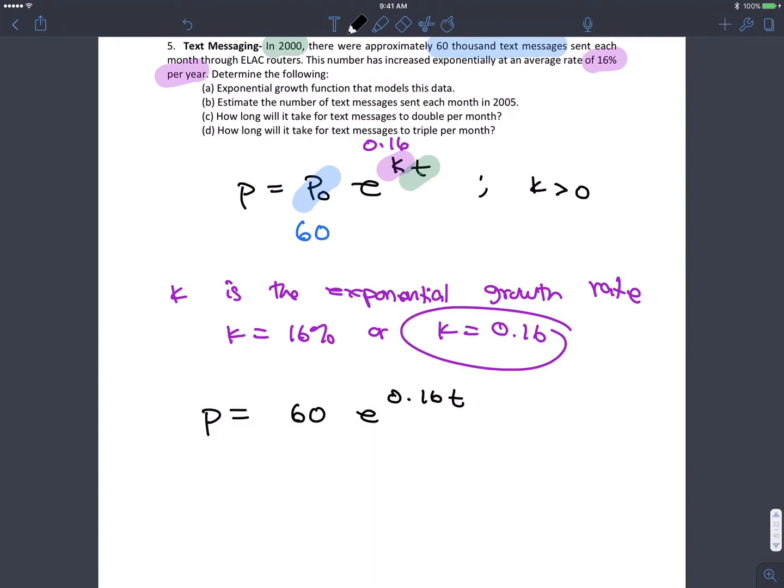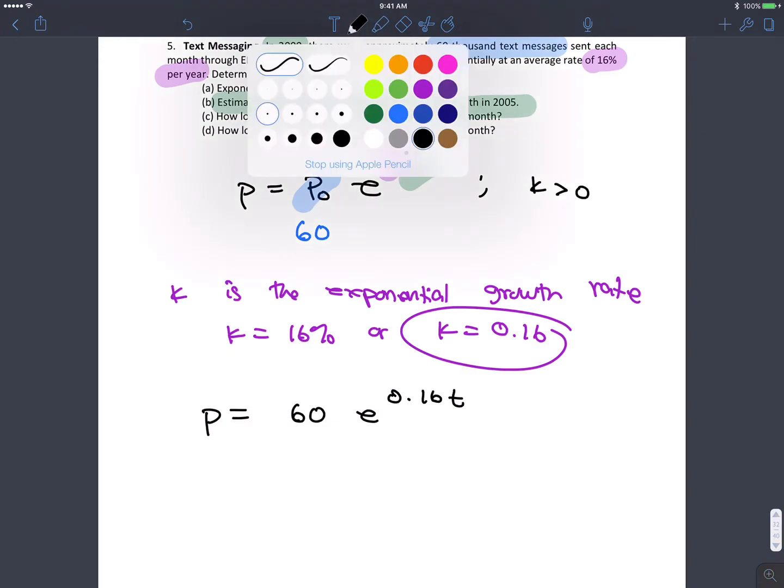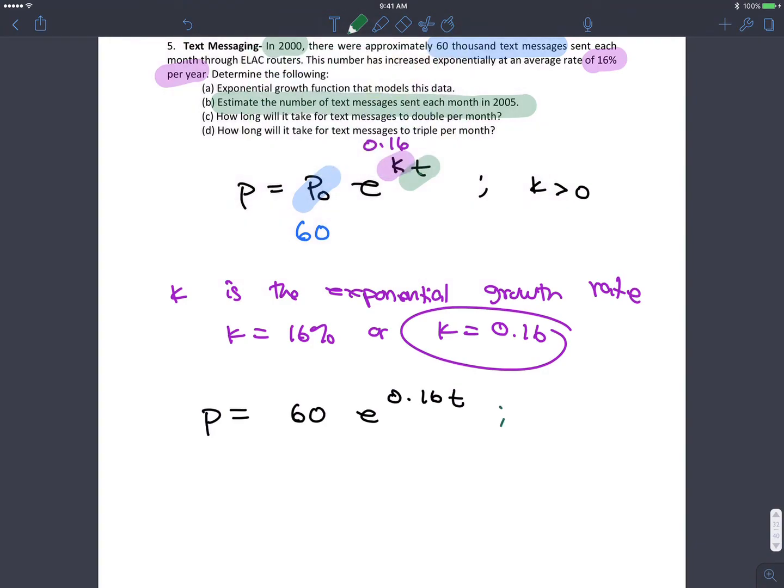Because question B says the following: estimate the number of text messages sent each month in 2005. So after 2000, if t is the years after 2000, in this question now, t is going to be 5, because to go from 2000 to 2005 takes 5 years. So I'm going to replace this t with 5. Now, this is going to answer question B.